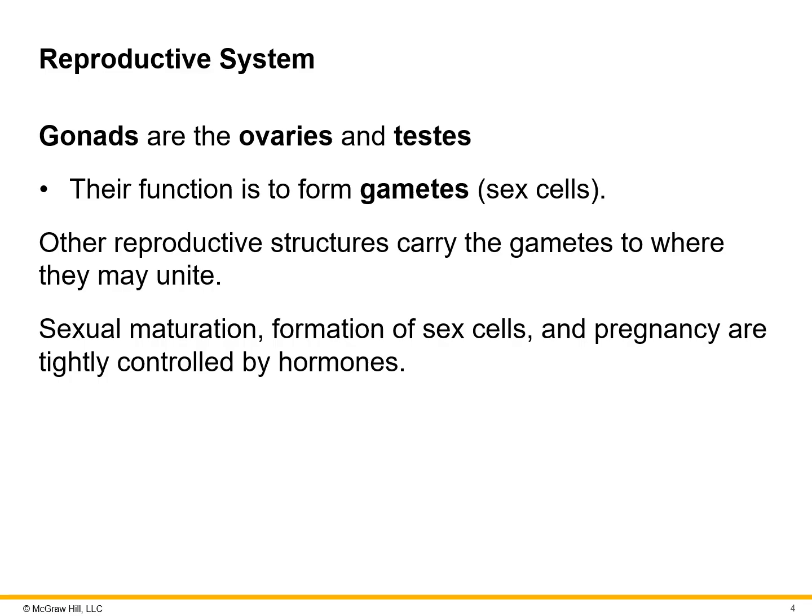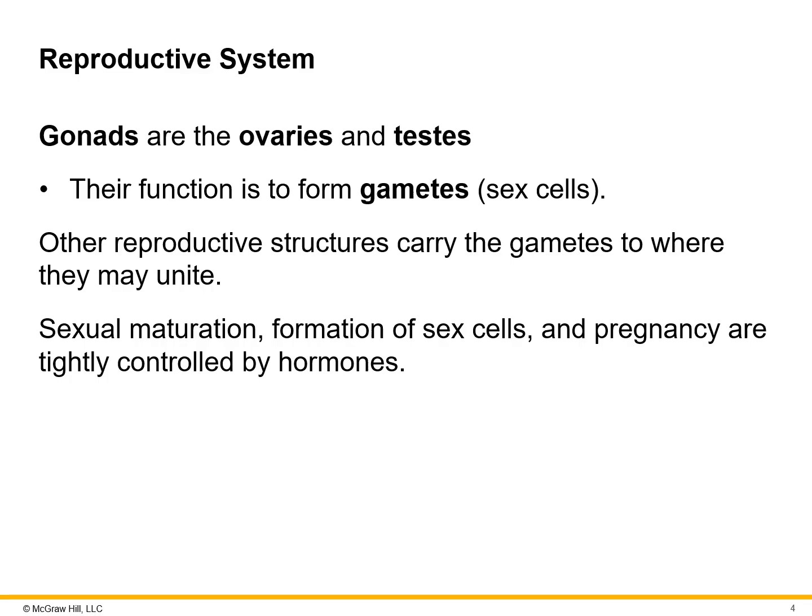So gonads are ovaries and testes. If somebody says gonads, they're not just talking about the female body or the male body, but both the female and the male body. So gonads are the ovaries in females and the testes in males. Their function is to form sex cells, also known as gametes. Gametes is the scientific name for sex cells. Make sure that you write down that gonads are ovaries and testes, and the scientific name for your gametes is sex cells.